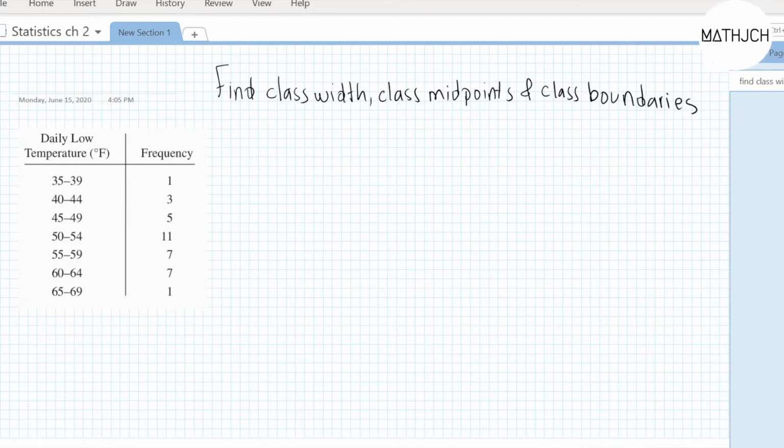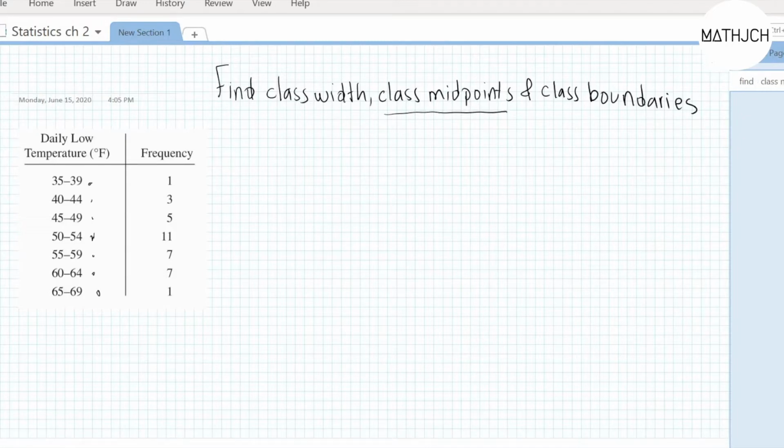The next part for this problem is to find the class midpoints. Remember that we have 7 classes: 1, 2, 3, 4, 5, 6, 7 classes in total. So we're going to have 7 class midpoints.